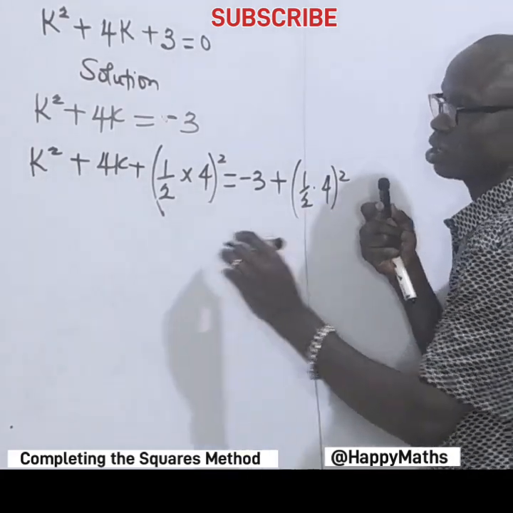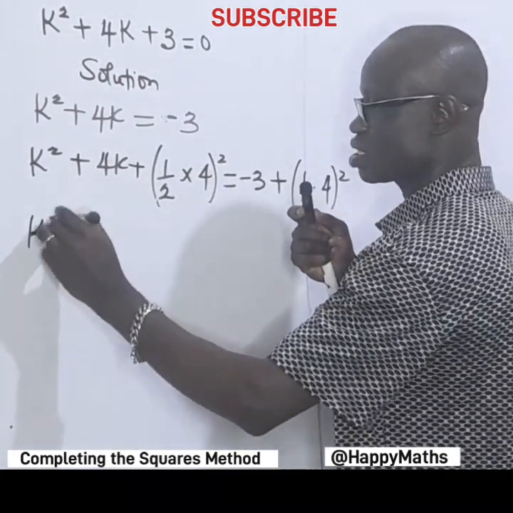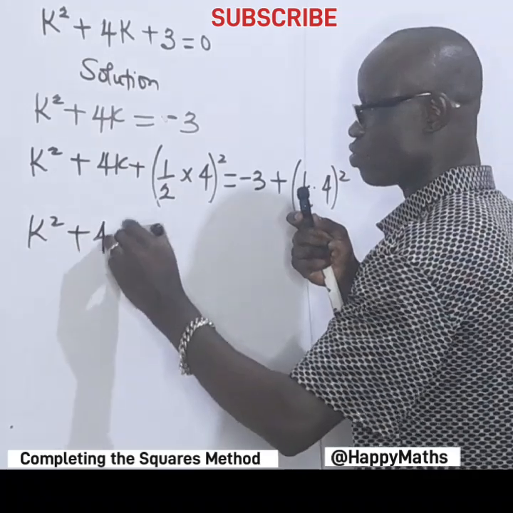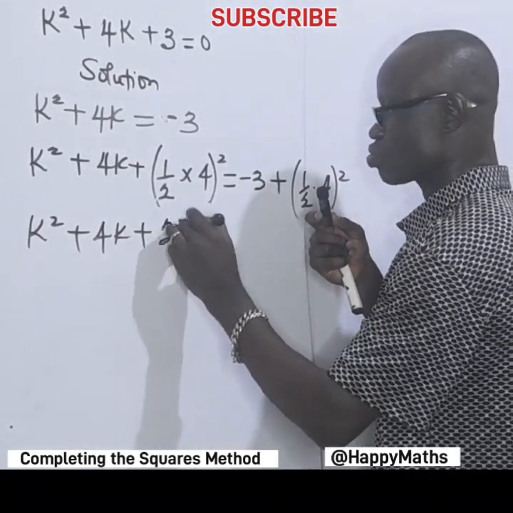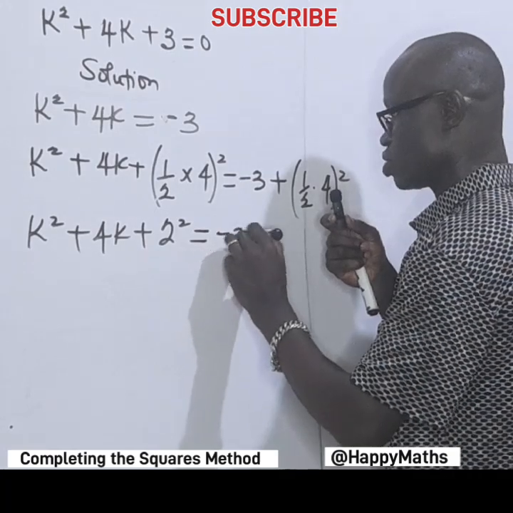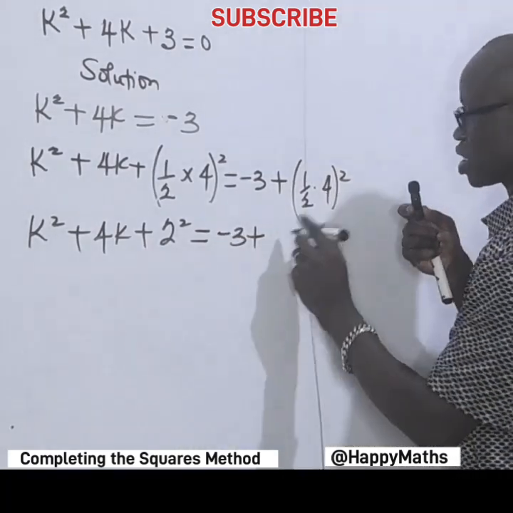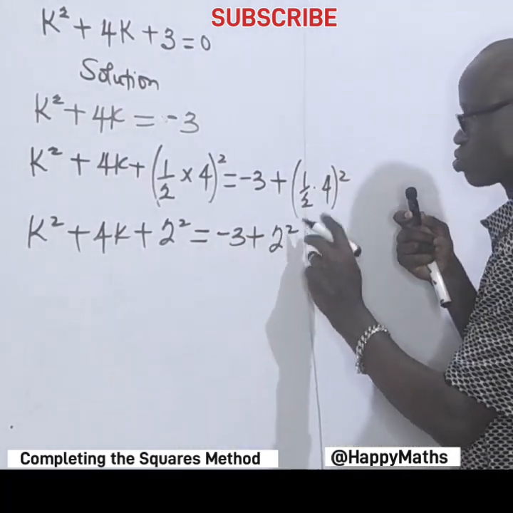Now on the left hand side we have k squared plus 4k plus 2 squared, since half of 4 is 2. Then minus 3 plus, same applicable here, this will give us 2 squared.